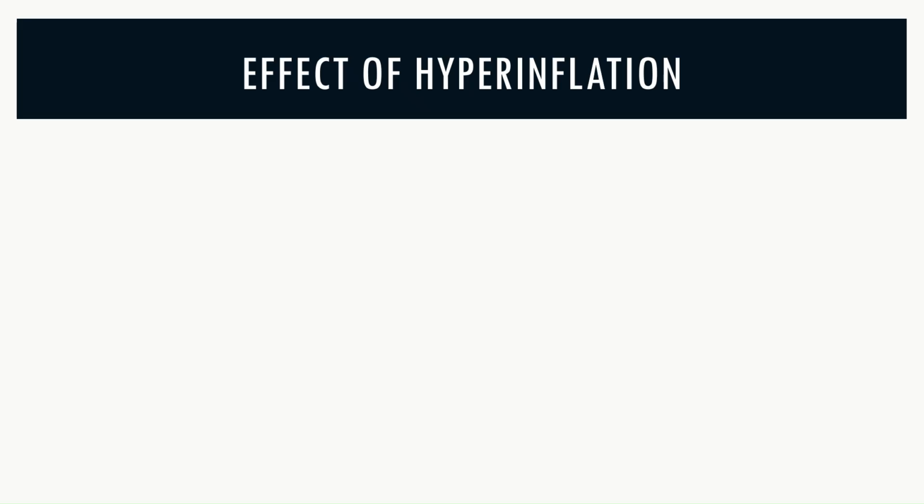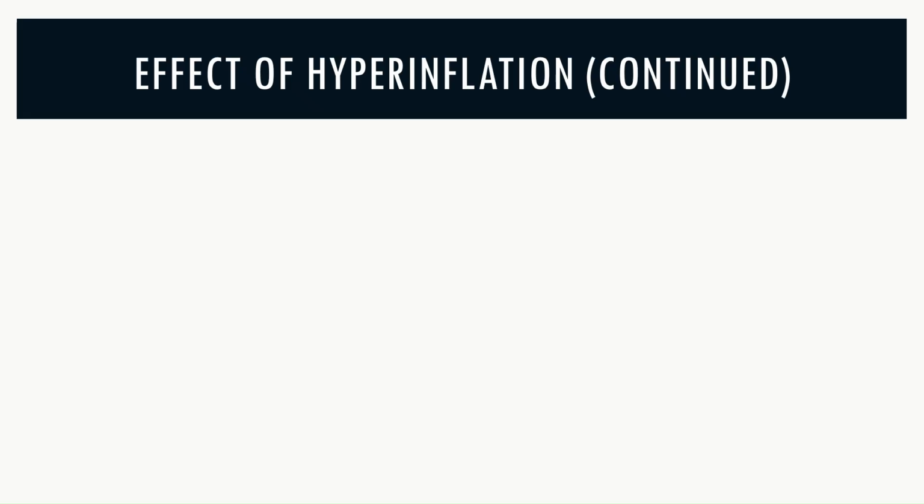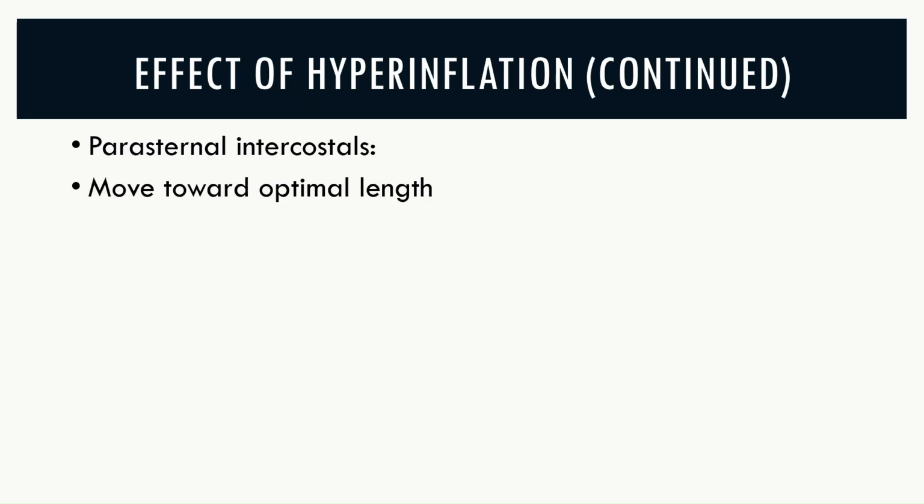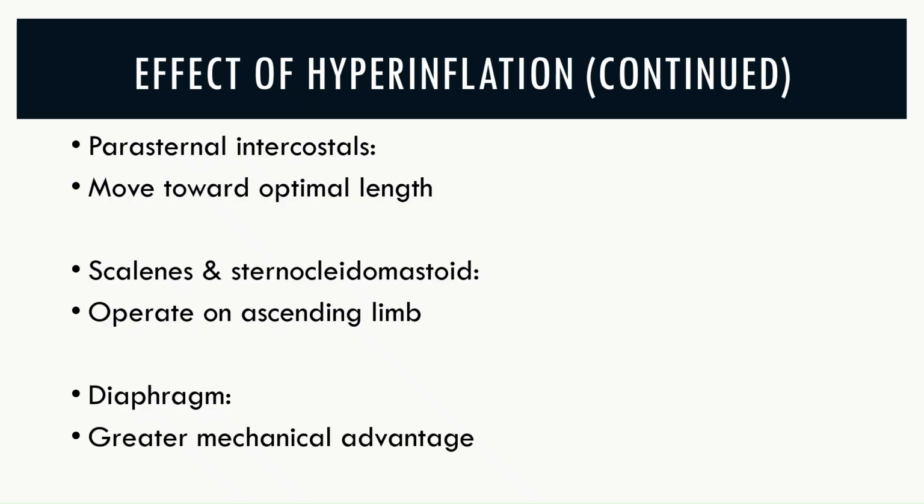Effect of hyperinflation. In hyperinflation, the diaphragm becomes shortened, reducing its ability to generate force and placing it at a mechanical disadvantage. Effect of hyperinflation on muscle length. With hyperinflation, the parasternal muscles move closer to their optimal length. The scalene and sternocleidomastoid tend to function on the ascending limb of the length-tension curve. However, the diaphragm retains a greater mechanical advantage compared to other inspiratory muscles.